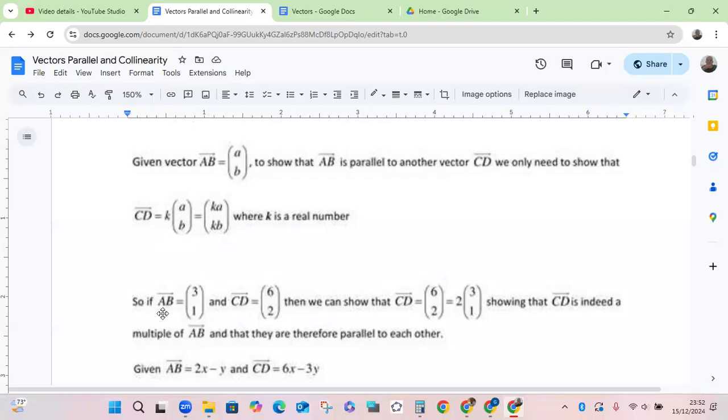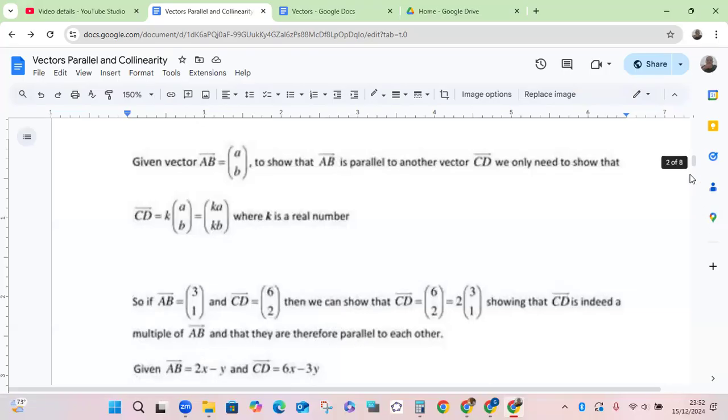So let's say you have, for example, AB is (3,1) and CD is (6,2). CD is bigger than AB. So if you can get a number outside of a bracket and when you multiply, you get back CD, therefore CD is a multiple of AB and therefore they are parallel. And that number is 2. If we put 2 outside of AB, we multiply AB by 2, because remember AB is (3,1). 2 3s are 6, 2 1s are 2. Therefore, CD is indeed a multiple of AB, and they are therefore parallel to each other.